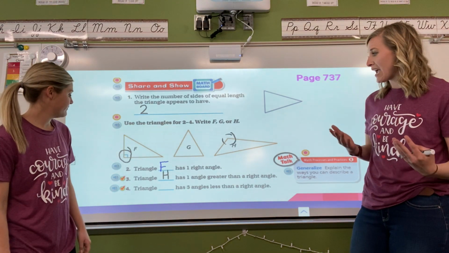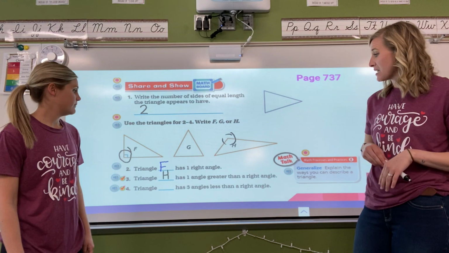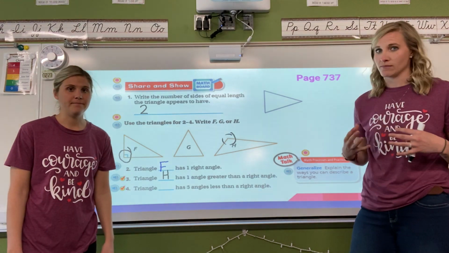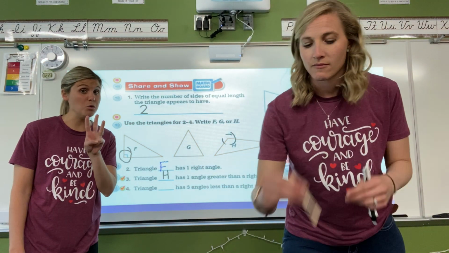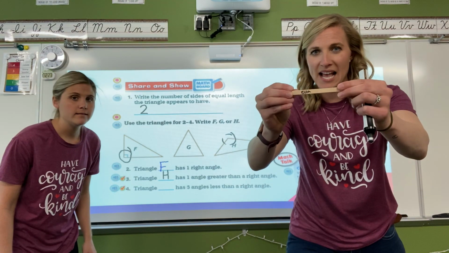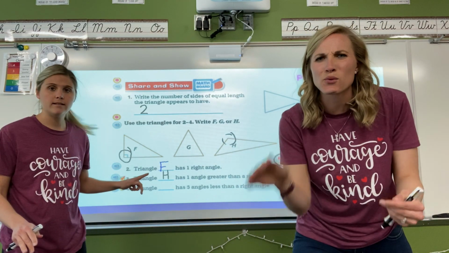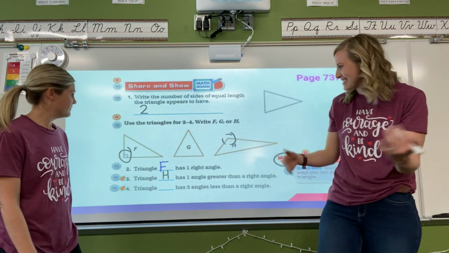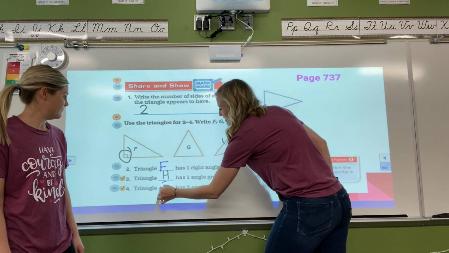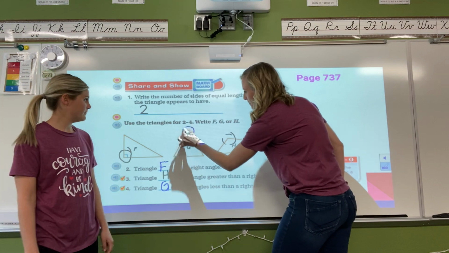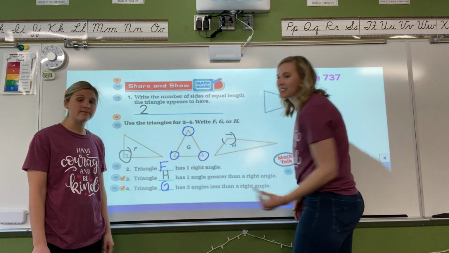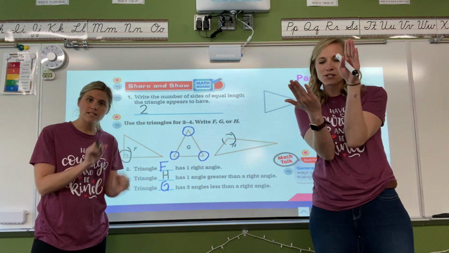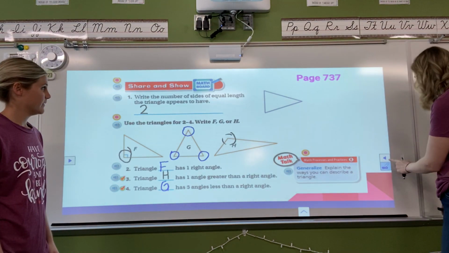Number 4. Okay, be listening because we're probably going to call on someone. It says a triangle blank has 3 angles less than a right angle. That means 3 acute angles. Miss Ella, which one has 3 acute angles? Yes, you're right. G does. If we look at all of these angles, we can tell they're all acute. Wonderful job.